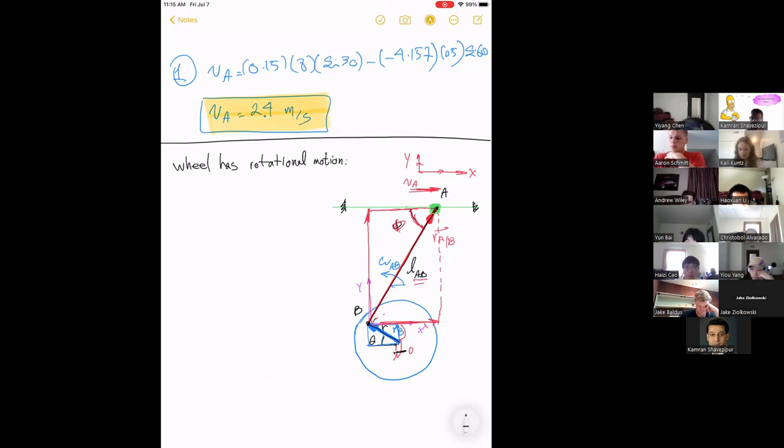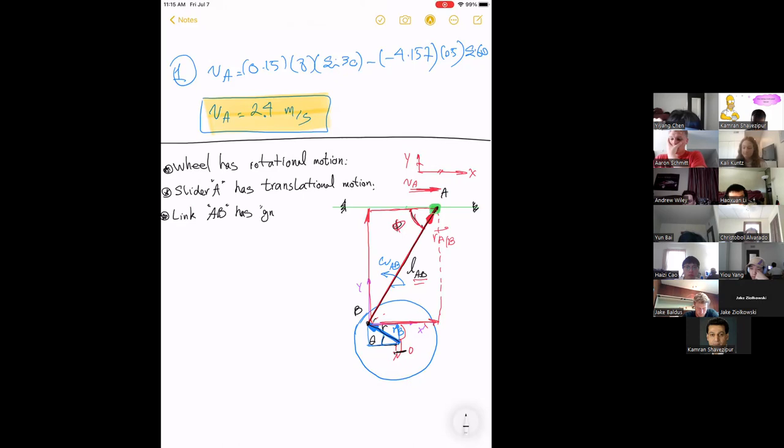I'm gonna drop the word pure or only because now rotational is rotational, okay? Slider A has translational motion. So it technically moves on a straight line back and forth. Now link AB has general motion.